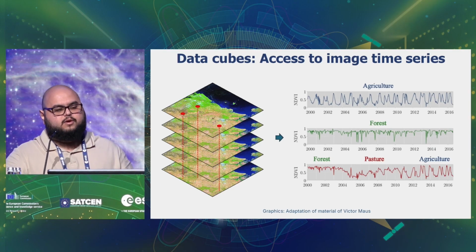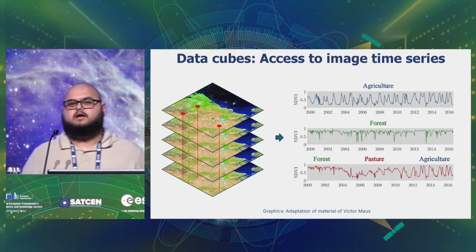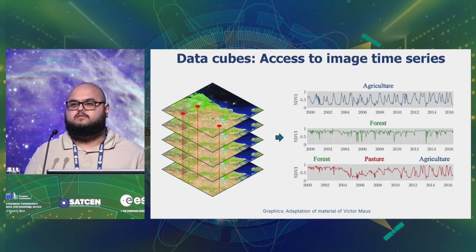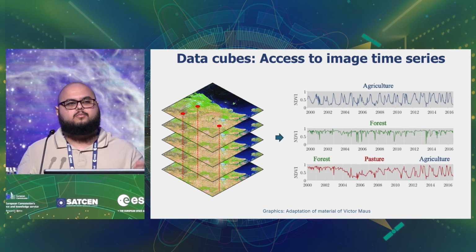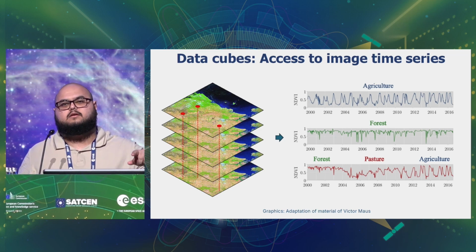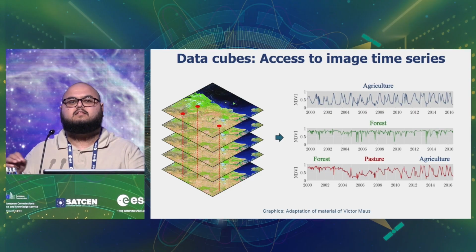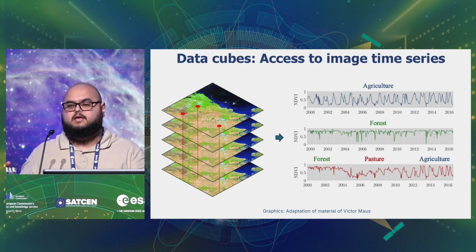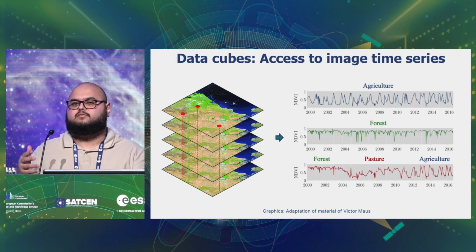When we are dealing with data cubes, the good thing is the possibility to access image time series. In a data cube, given one location, it is possible to extract the full variation of that same location over time. And of course, we can put this together with labels, so we know one specific temporal behavior is related to agriculture, forest, pasture, and so on.